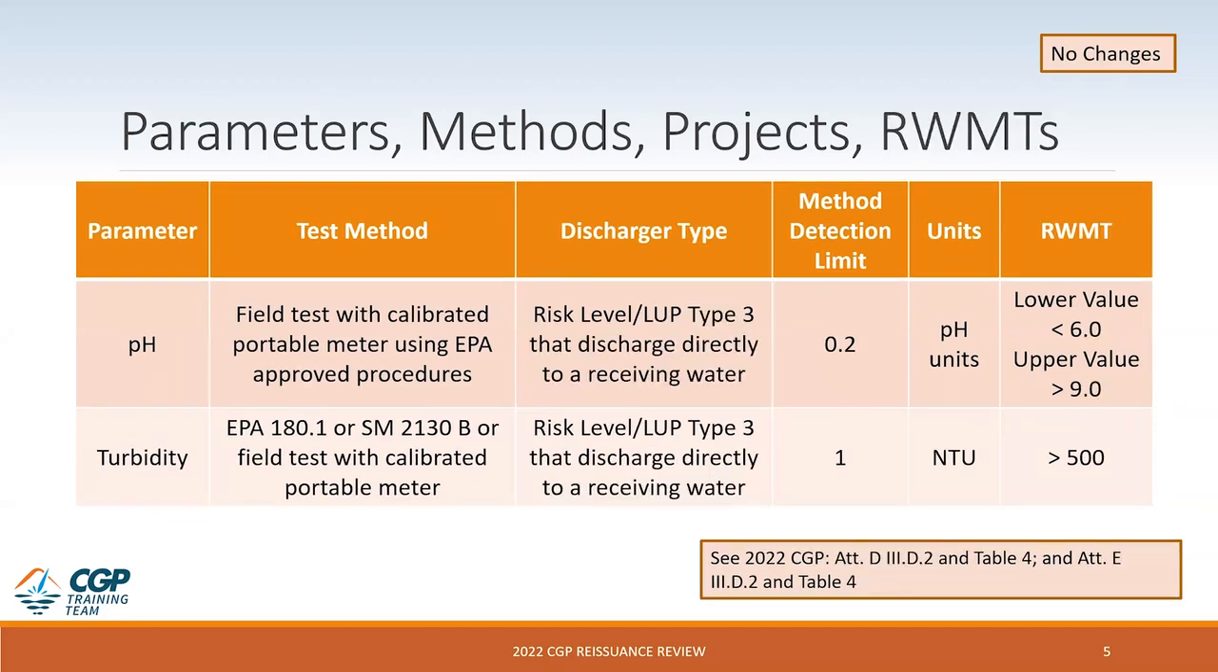Similarly, there have been no changes to the receiving water monitoring triggers. The triggers remain 500 NTU for turbidity and a pH range of 6.0 to 9.0. Now I'm going to transition to the changed requirements.